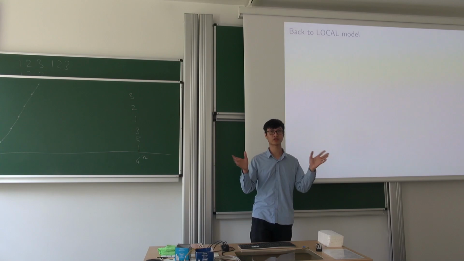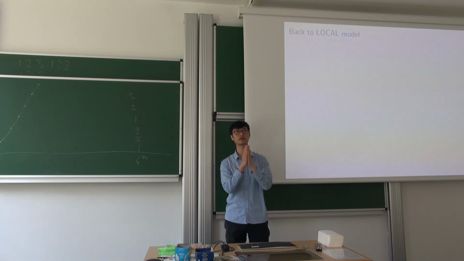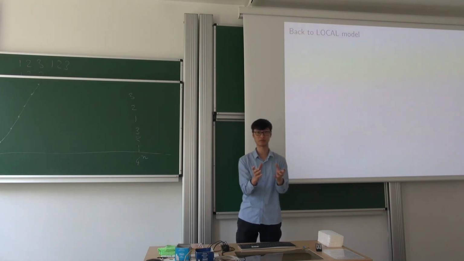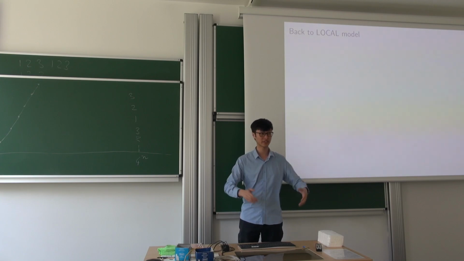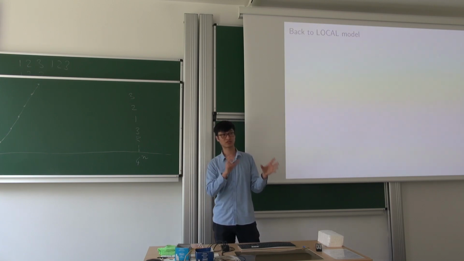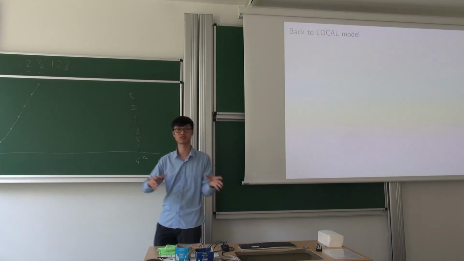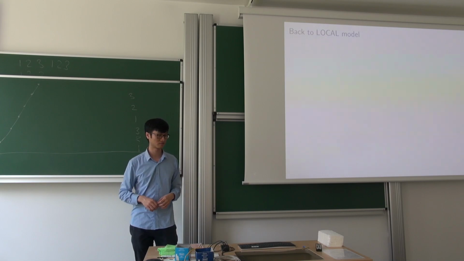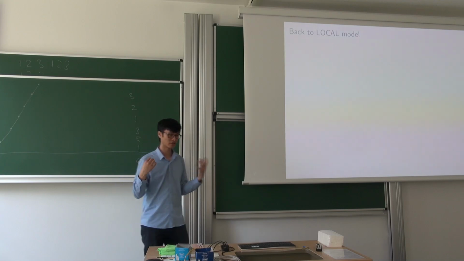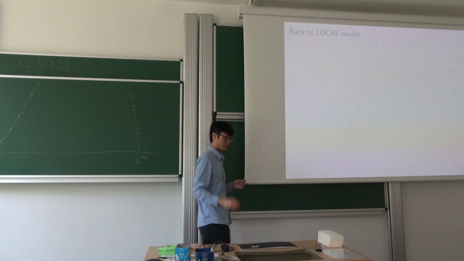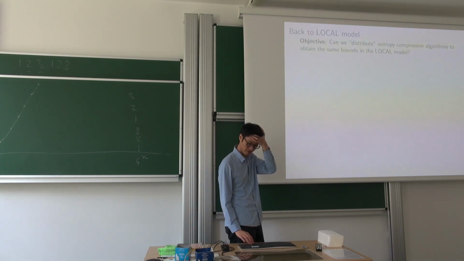So our hope with this project initially was that maybe we can have an equivalent version of entropy compression for the local model. So instead of doing everything at the same time, you do things one at a time. You have some uncolored vertices in your graph, you build things in batches, and hope that there are not too many problems. Now, a little bit of a spoiler: it didn't work.